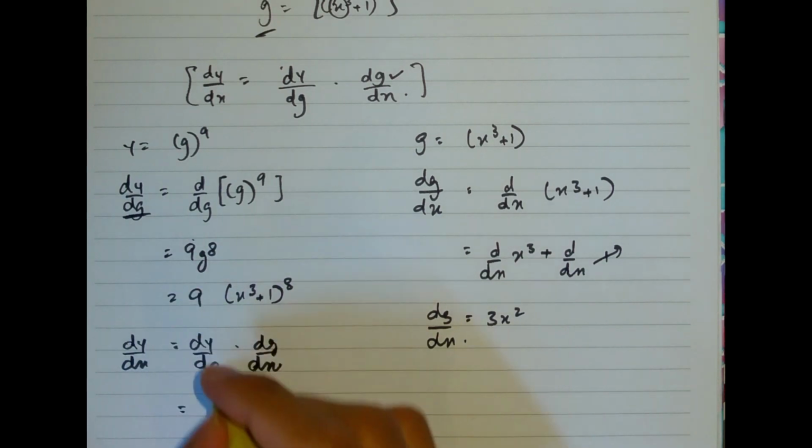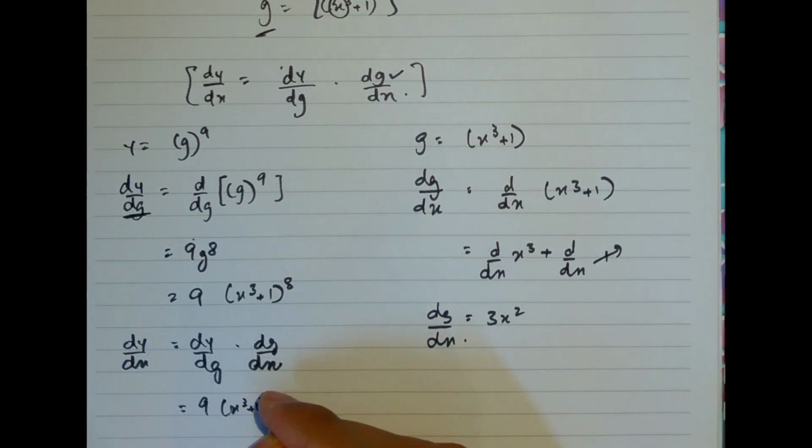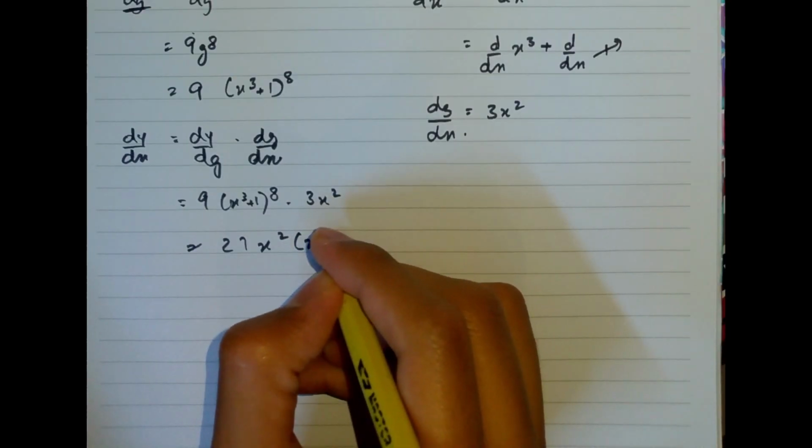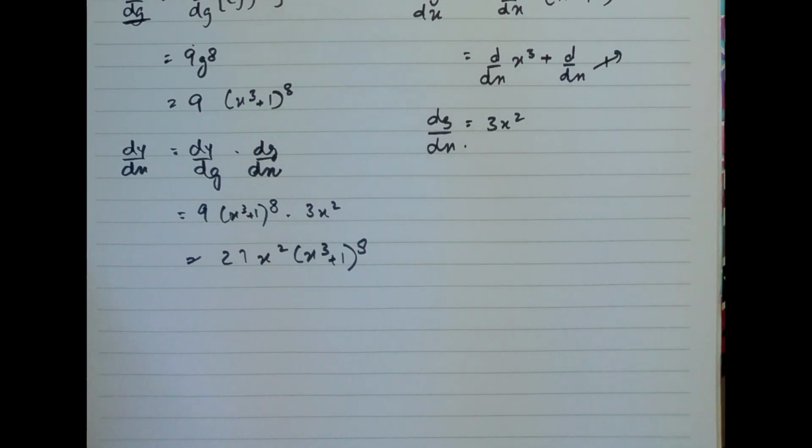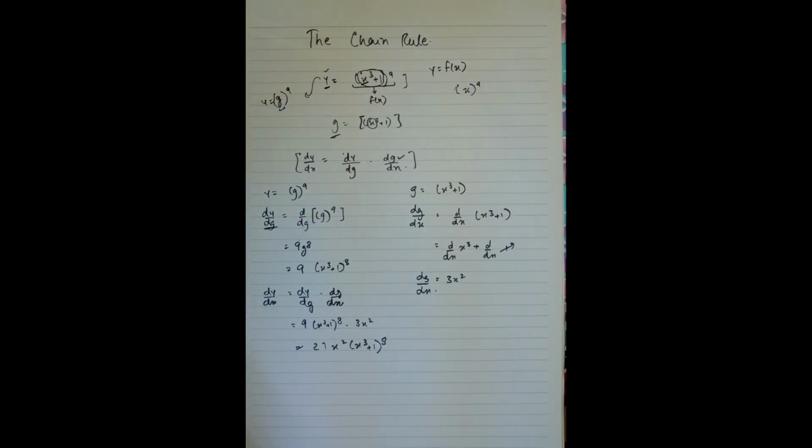What is dy by dg? It is 9x cubed plus 1 to the power 8. And what is dg by dx? It's 3x squared. Now simply, 9 3s are 27, x squared, (x cubed plus 1) power 8. This is the derivative of this function. Okay, so I hope that makes sense.